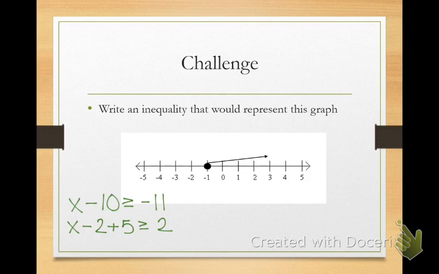Anybody else? Colin? b minus 8 is greater than or equal to -9. Love it. Great job, guys. All right, one more. Joel? W minus 2 is greater than or equal to -3. Yes, great job. All right, so I think you guys did very well on that.